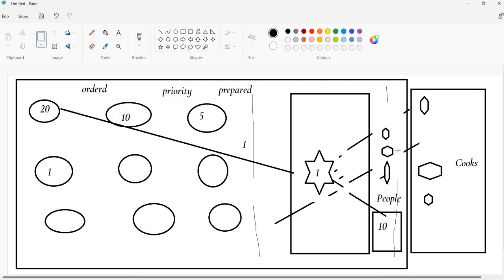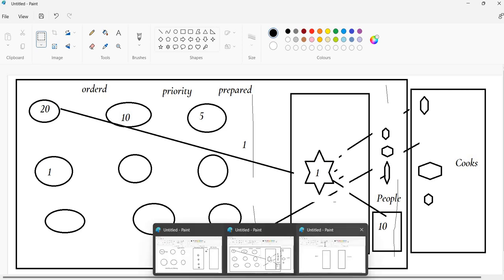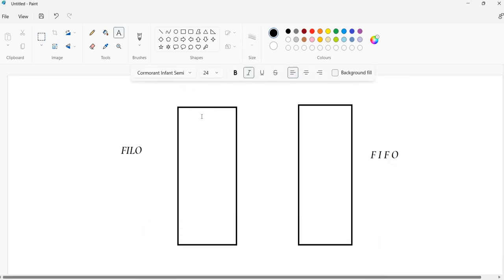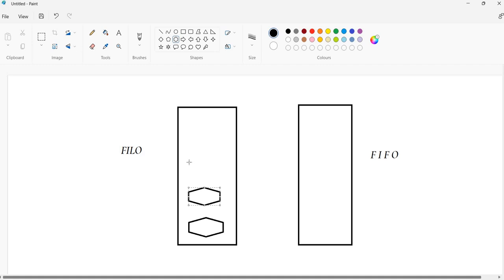Whichever food is prepared first and is ready, it should be given immediately, fast to the client. That means, suppose you put that in first in, last out, what will happen? First prepared item is here, second prepared item is here, third prepared item is here, fourth prepared item is here, and fifth prepared item here. And sir, stack is last in, first out, sir.